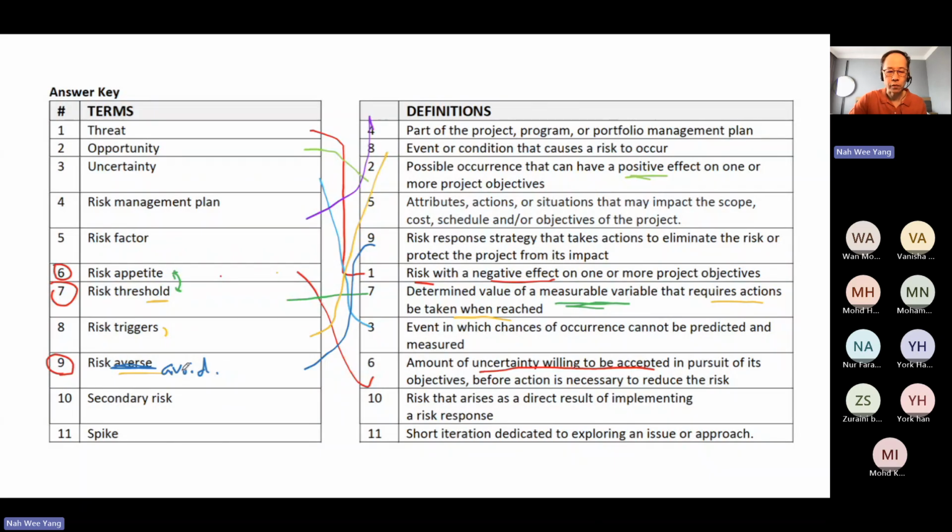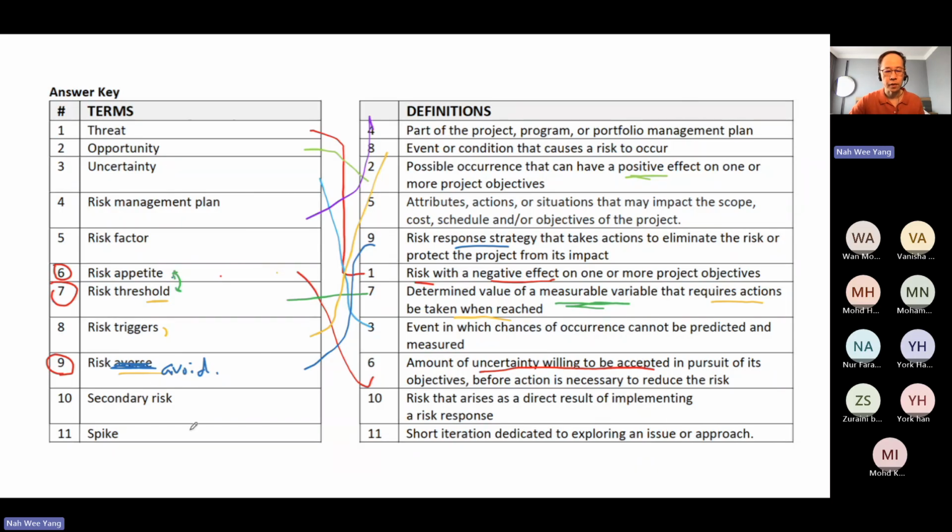I think in your book, it is actually printed as risk averse, but it should be risk avoidance. Risk avoidance is a response strategy that takes action to eliminate the risk. Risk averse is a different thing. Risk averse is an attitude of the stakeholder. They are quite conservative. They do not want to take risk, so that's called risk averse. They try to avoid taking risk. It's more like a risk appetite of the stakeholder.